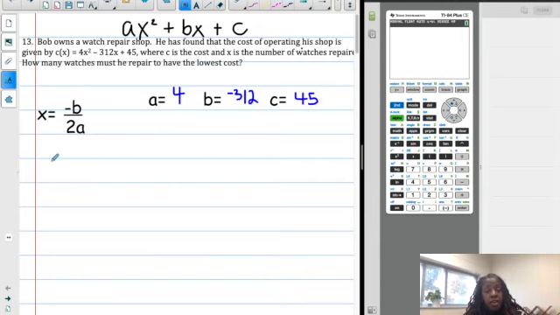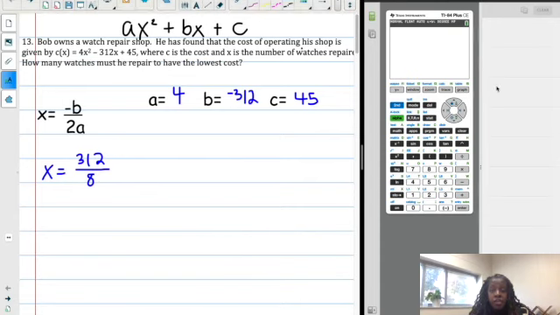Now let's move on and find our axis of symmetry, or our x-coordinate of the vertex. It's funny in math that we have different names that deal with the same thing. The axis of symmetry is that imaginary vertical line that cuts the parabola in half, and that vertical line goes to the x-coordinate of the vertex, so they are the same value. Weird, but important. The opposite of b is a positive 312 divided by 2 times 4, or 8. Once we divide this number, we will have found x, and x is the number of watches that are repaired. And the question was, how many watches must he repair? So when we find this answer, we're done.